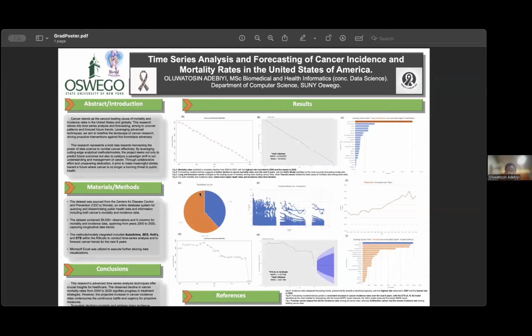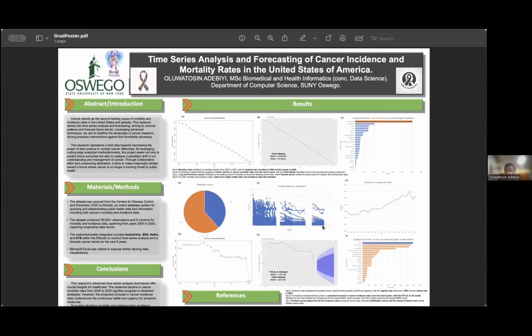Really capture the longitudinal data trends. So I decided to do a comparative analysis of about four models and methods that could be used in time series, from Auto ARIMA to simple exponential smoothing, to the ETS linear model, to the exponential smoothing space.